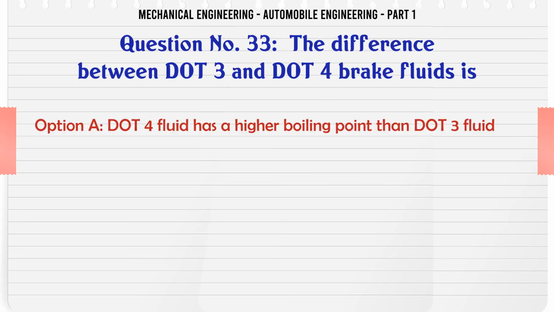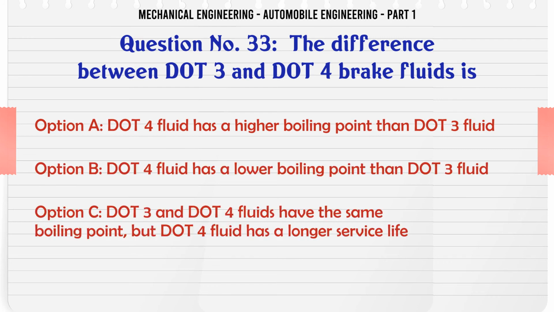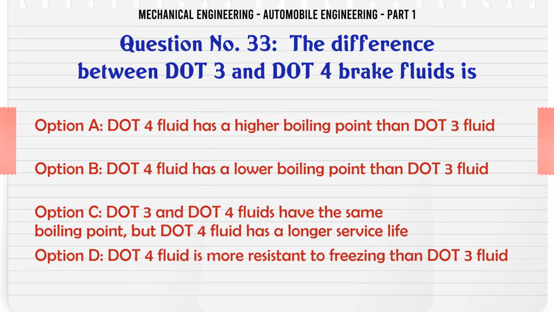The difference between DOT 3 and DOT 4 brake fluids is A. DOT 4 fluid has a higher boiling point than DOT 3 fluid. B. DOT 4 fluid has a lower boiling point than DOT 3 fluid. C. DOT 3 and DOT 4 fluids have the same boiling point, but DOT 4 fluid has a longer service life. D. DOT 4 fluid is more resistant to freezing than DOT 3 fluid.